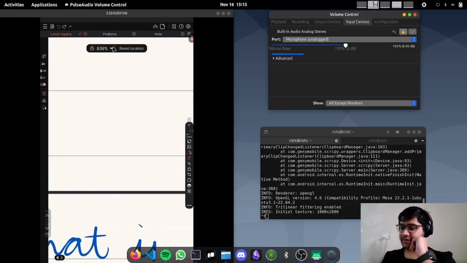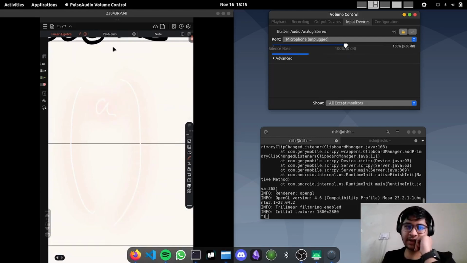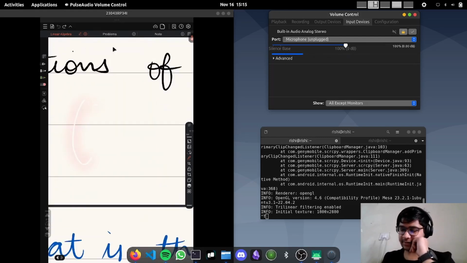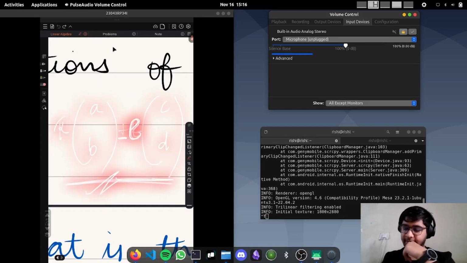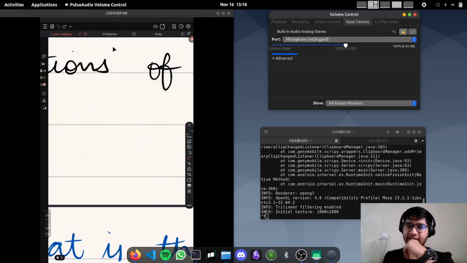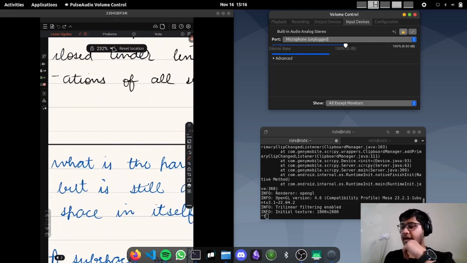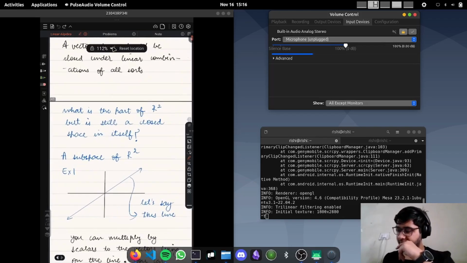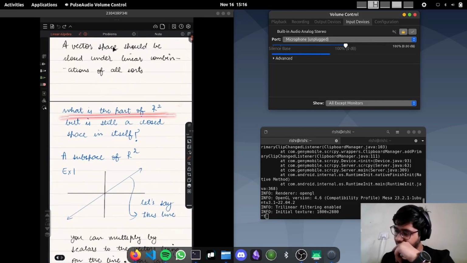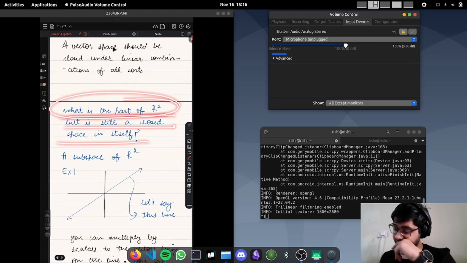So basically, if we have this vector AB and this vector CD, and we are claiming that these 2 vectors exist in a space, this should also be true. Any linear combination of these, multiplied by K and L, with summation or subtraction, the resultant vector should also exist in that space, for the space to be claimed as a real space. So what is the part of R2 that is still a closed space in itself?